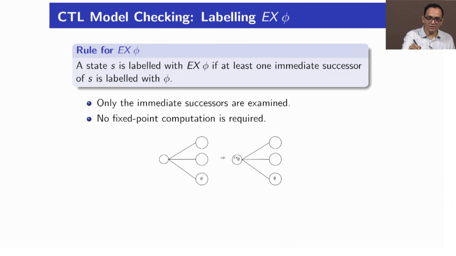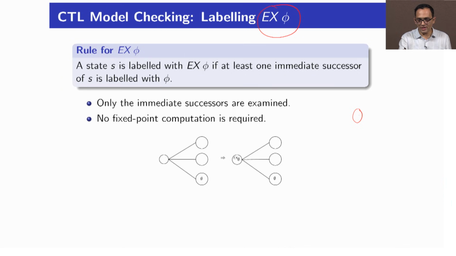The next one is EX phi, okay. So this is easy because it is only the next state, you do not need to apply repeatedly, there is no fixed point needed here, right. So how can I do that? It means that I am in a state and there is one next state where phi holds. So it is easy. I will label all the states where phi holds, and then I will identify the states whose at least one successor is where phi holds, then I will write EX phi, right.